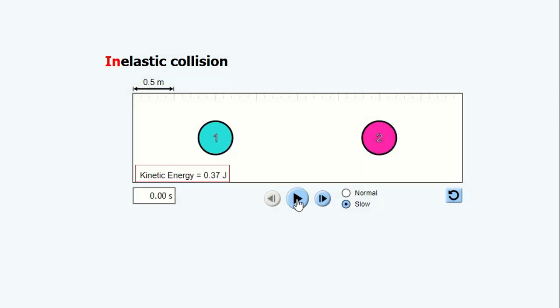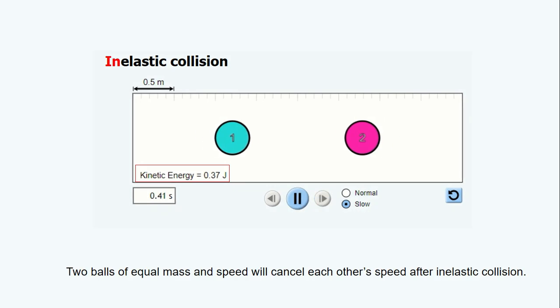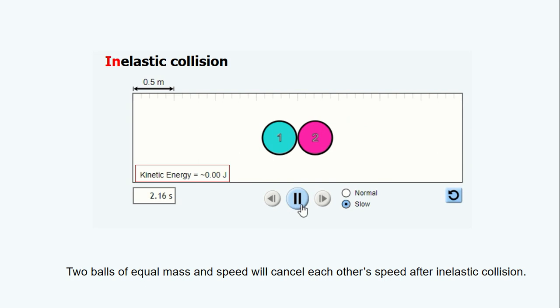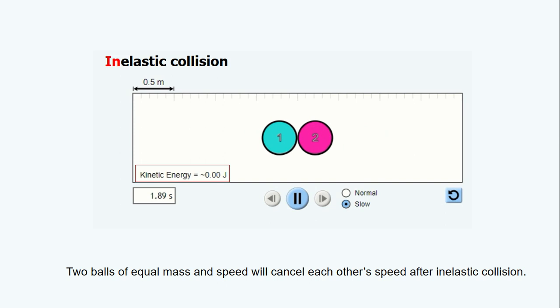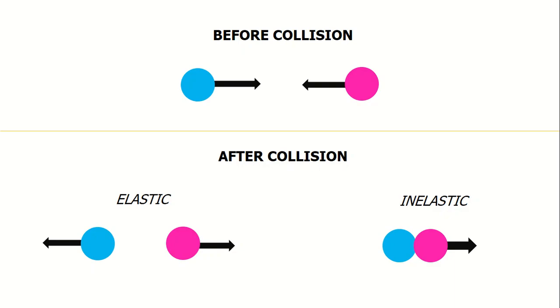But what if inelastic collision happens involving the same balls? The two balls will stick together after the collision, and the kinetic energy will be reduced to zero. Elastic collision or bouncy collision happens when there is no loss in net kinetic energy in the system before and after the collision. By system, we mean the blue and the pink balls.